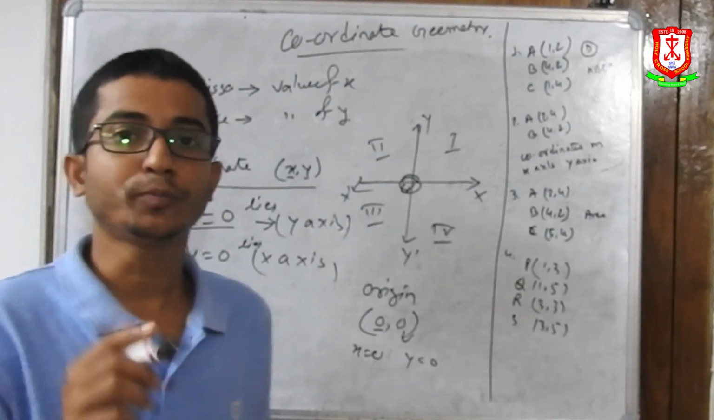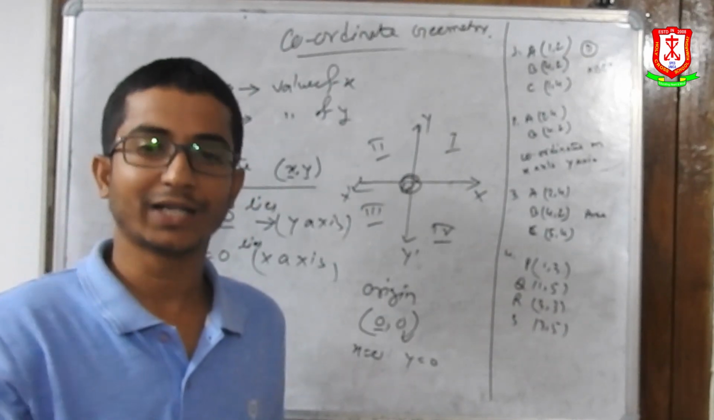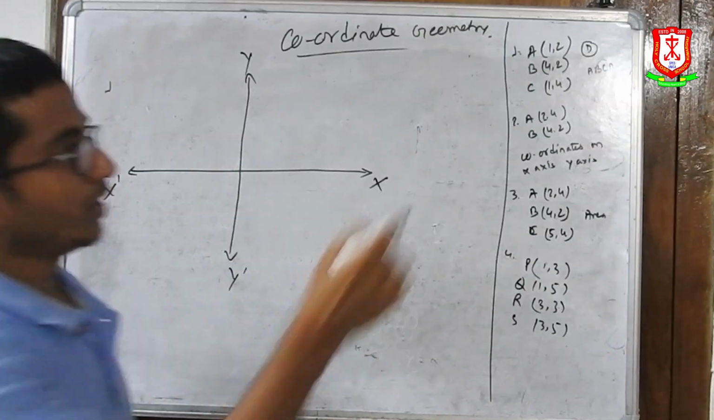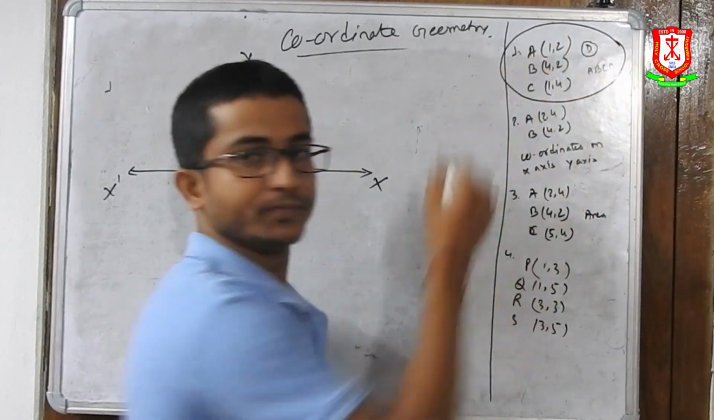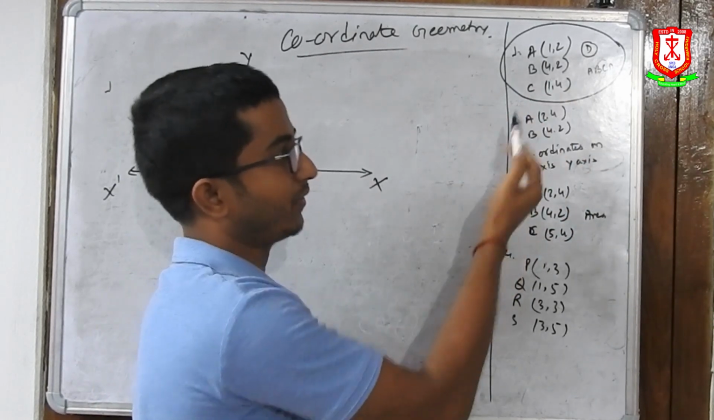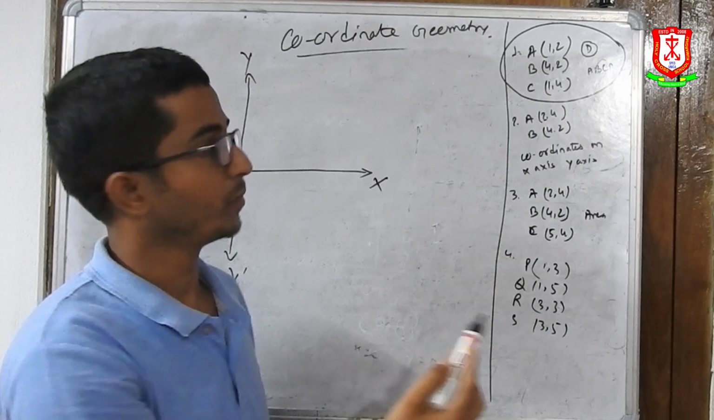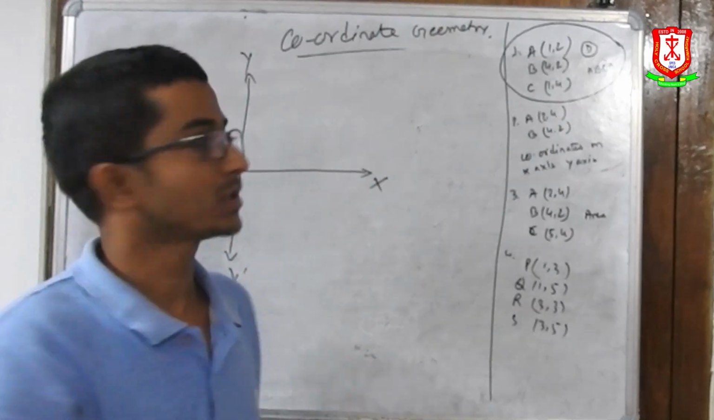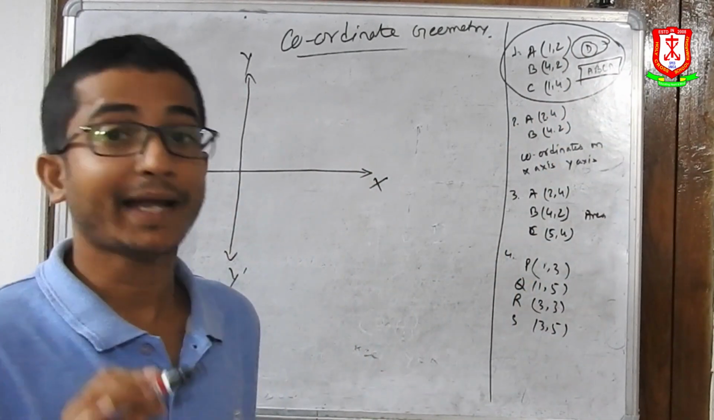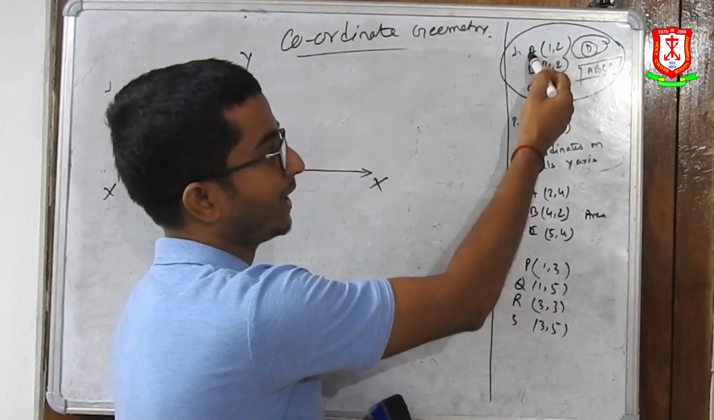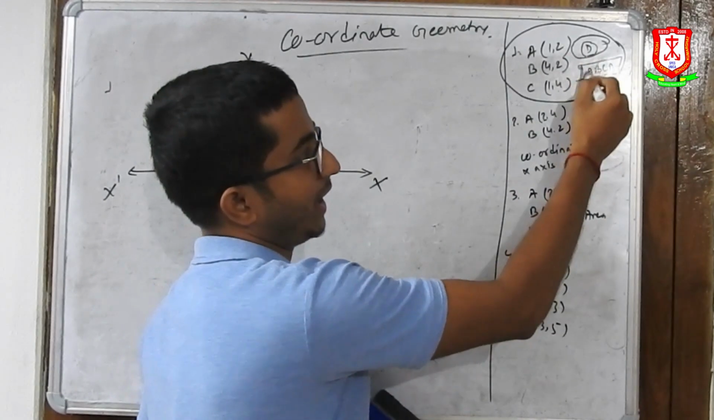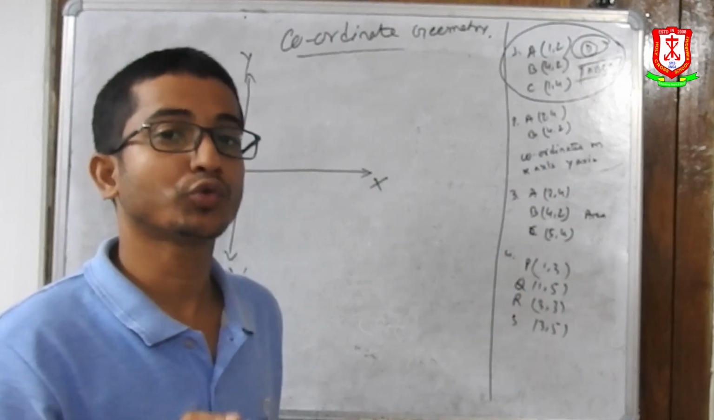Then we saw how to put some coordinates on the graph paper, in the Cartesian plane. Now we will see another example. What is the question? A has the coordinate 1, 2, B has the coordinate 4, 2, C has the coordinate 1, 4. We have to find the point D such that A, B, C, D is a rectangle. We have to plot the points A, B, C, and then choose point D like that.